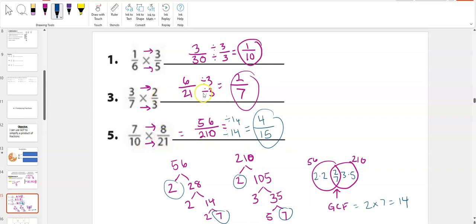And there we go. All right, so number 3 was pretty simple. We got 6/21, we divided by 3 and got 2/7. And then number 5 was a little bit trickier. So I decided to find my GCF using prime factorization like we learned previously.